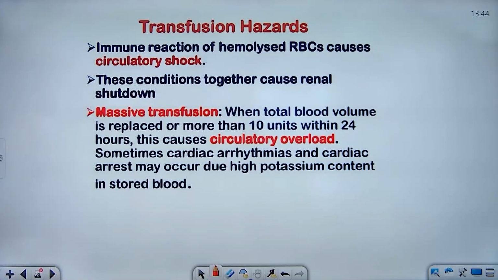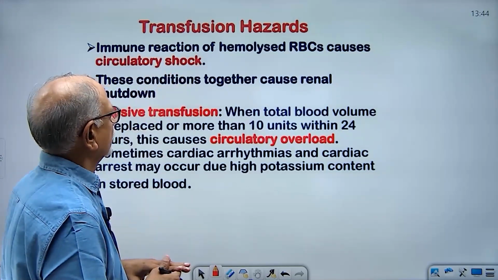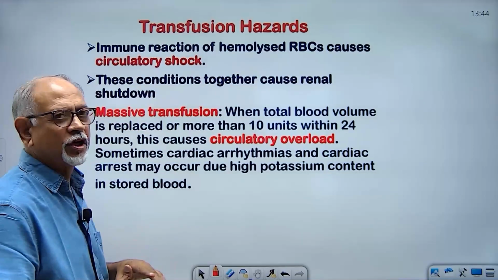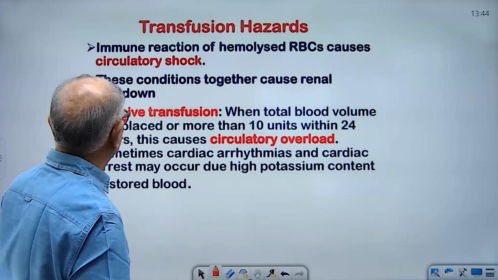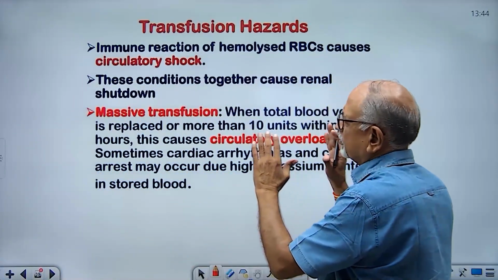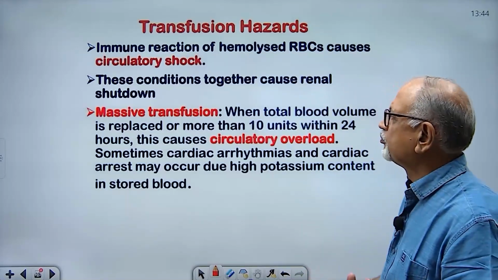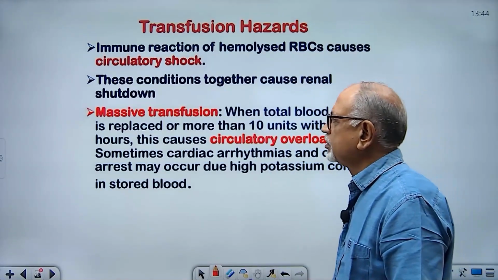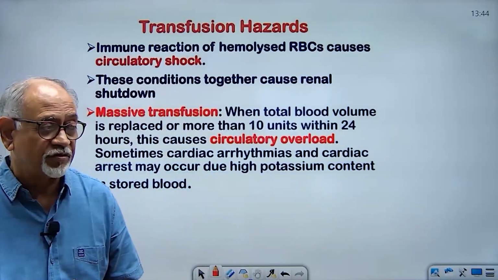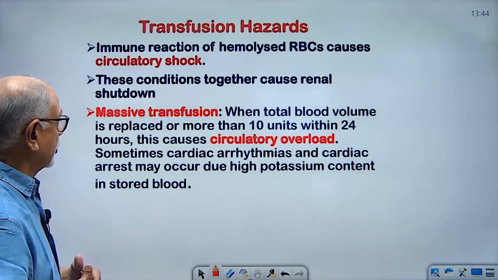Now, among other hazards of blood transfusion, one is the immune reaction. You see, the hemolyzed RBCs cause circulatory shock. The second one is that these conditions together cause renal shutdown. The kidney stops working. We call it renal shutdown. Then sometimes massive blood transfusion has to be given, and that becomes fatal for the patient.